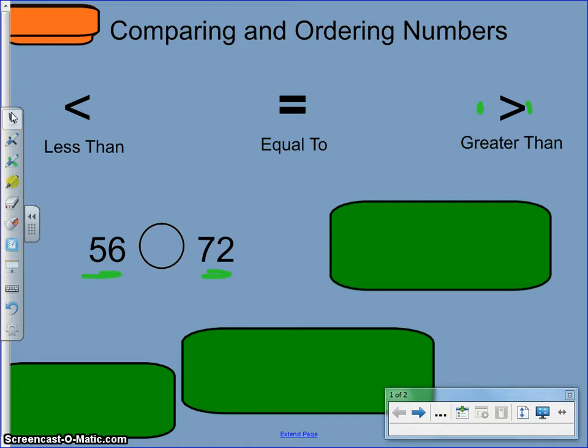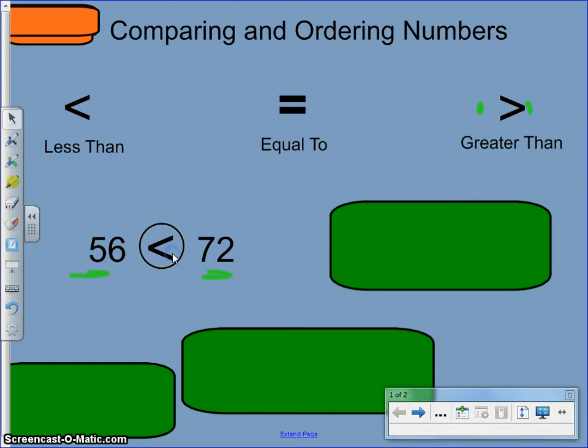It's like a blank where we need to insert our symbol. And so we need to determine, is 56 less than, greater than, or equal to 72? And we know that by using place value. We look at the tens, and it's a 5, so that represents 50 on this left number. And on the right number over here, it's 70. And 70 is greater than 50. It's bigger than. So this would actually read 56 is less than 72. So we want to use the less than symbol.